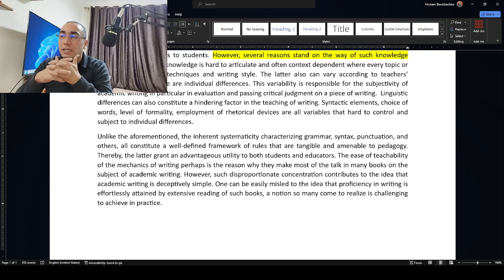One can be easily misled to the idea that proficiency in writing is effortlessly attained by extensive reading of such books, a notion many come to realize is challenging to achieve in practice. This is the start of a project.